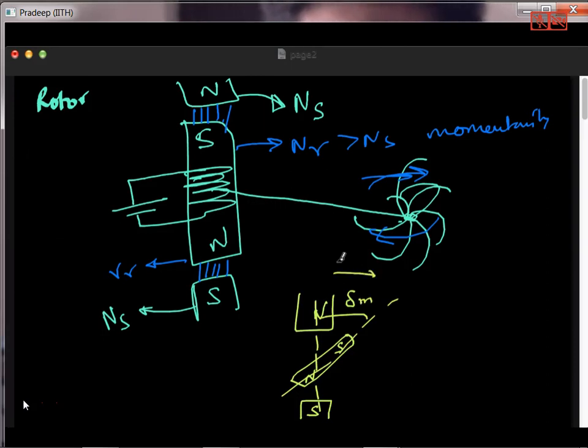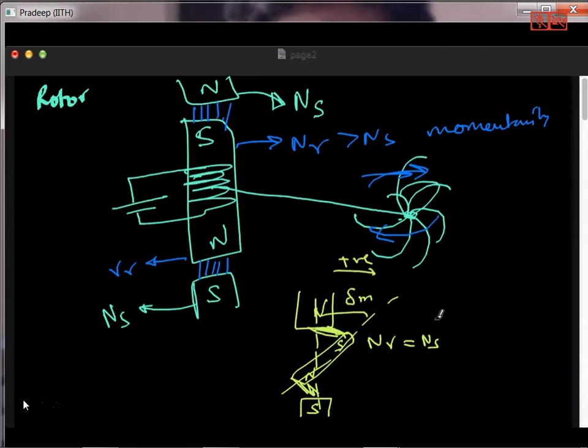So let's consider this as positive direction. So delta M becomes positive, whereas in the earlier case delta M becomes negative. But still there is magnetic locking. Still the NR is equal to NS, but still some delta M is there. So the more mechanical input you provide, the higher this angle will become. So that is how the generator works.